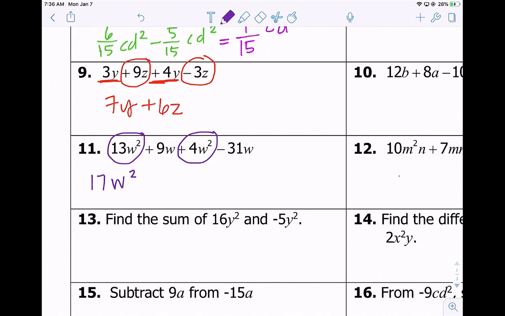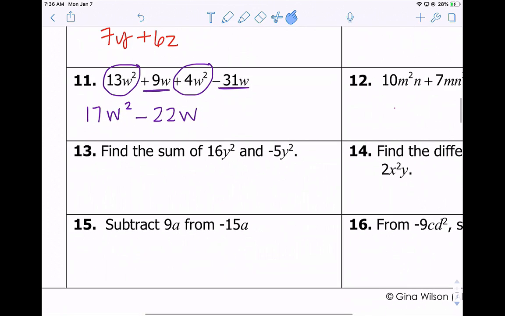And then we have 9W minus 31W. They both have a W, so those are like terms. So 9 minus 31 is negative 22, so minus 22W. So definitely use your calculator. These are not numbers we would normally work with, so use your calculator. Then these are not like terms. This one's W squared, this one's W. We're done with our problem there.